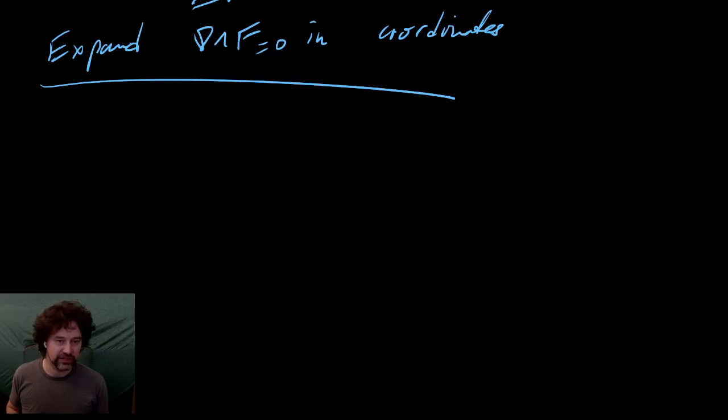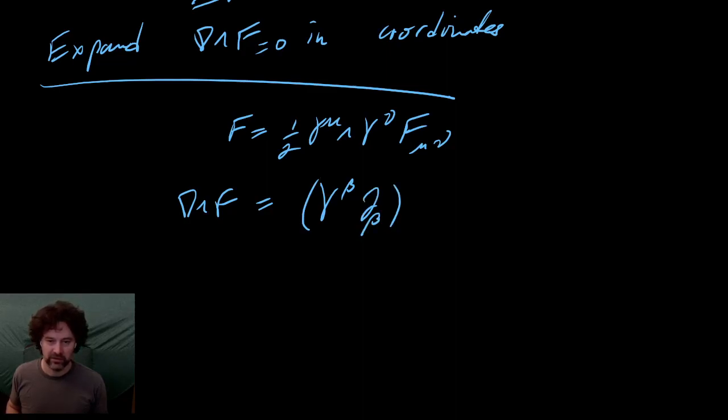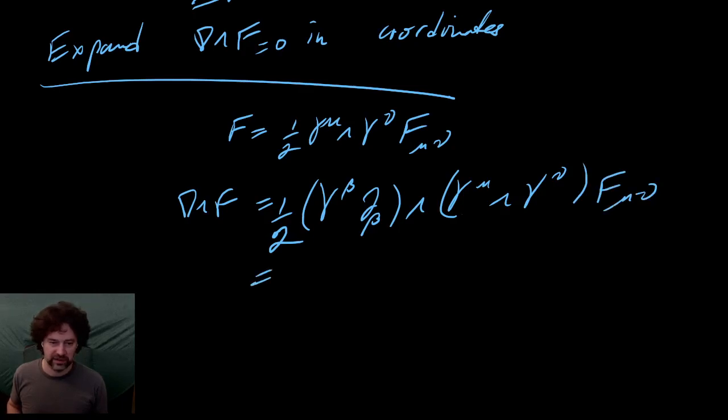But wait, let's start with grad wedge F. So we know what F is in coordinates. That's 1/2 of gamma mu wedge gamma nu, F mu nu. And grad wedge with that is gamma beta, partial beta, wedged with 1/2 of gamma mu wedge gamma nu, F mu nu. So that is 1/2 of gamma beta wedge gamma mu wedge gamma nu, partial beta F mu nu.